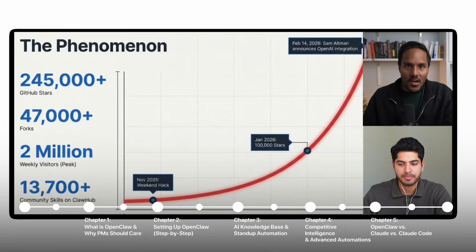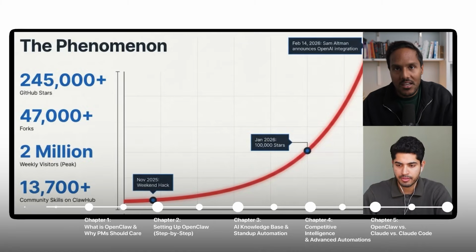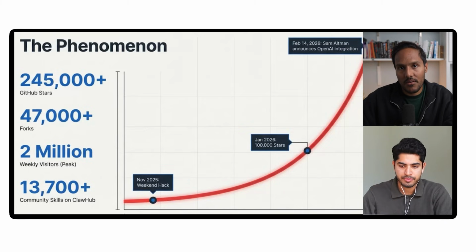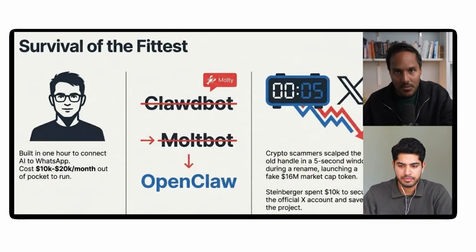So we've all seen the hype. It's up to 245,000 GitHub stars. There's tons of forks. There's over 2 million weekly visitors. OpenClaw is going totally viral. And it's had a tumultuous history.